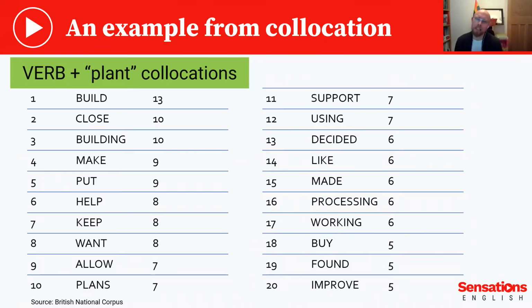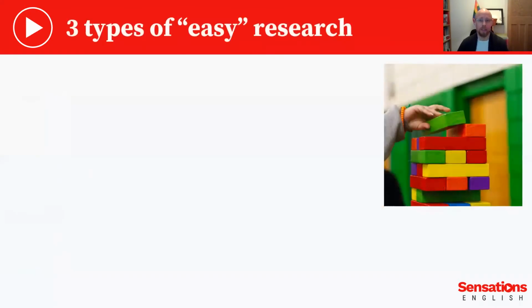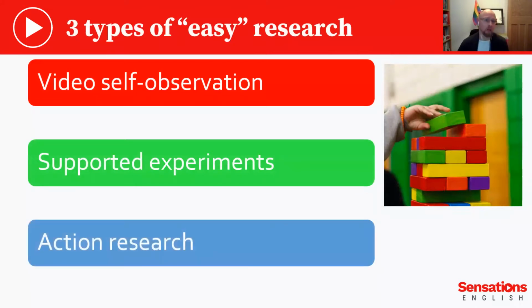So in a similar, parallel way, action research, classroom research, and other types of teacher-directed research are going to give us insights which really shake our world up in terms of how we teach and what we teach. That's why I'm so passionate about it. So there's 3 different types of easy research that I'd like to focus on here, and that's not the only types, but I think they're easy, achievable, and good entry points to classroom research. So we've got video self-observation, supported experiments, and action research.